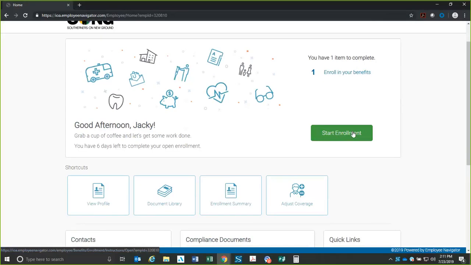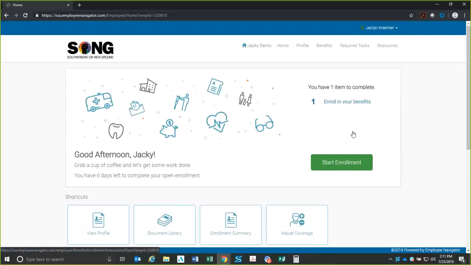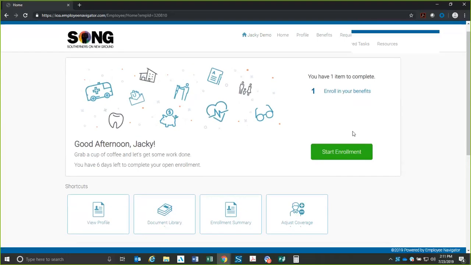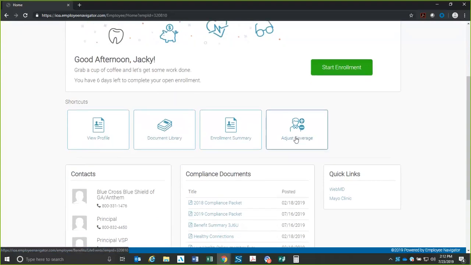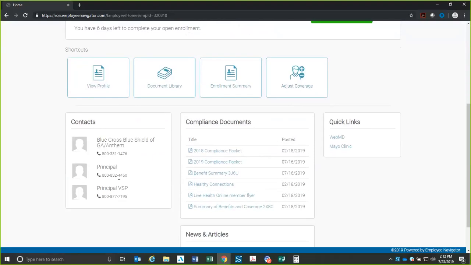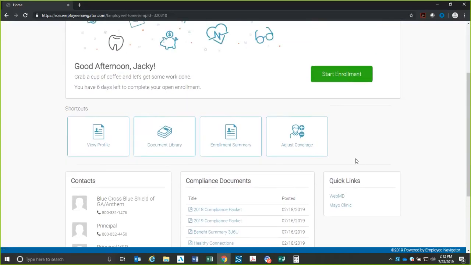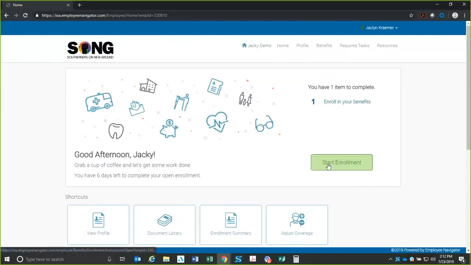Outside of open enrollment, this is accessible by you 24 hours a day, 7 days a week. You have shortcuts here where you can view and update your profile, access any of the documents from the document library. You can even look at your benefits and see what you've enrolled in, or if we had a qualifying event, we could adjust our coverage right here. There's also some important contacts for your benefits, as well as some compliance documents and quick links available at your disposal. But let's just dive right in.